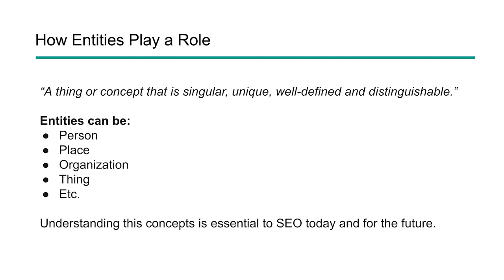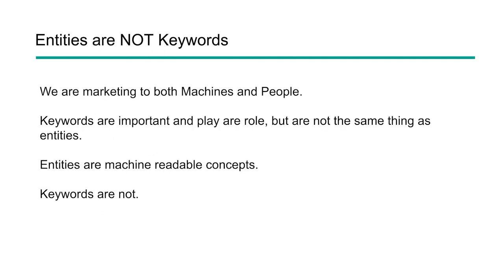Now, we have to understand these concepts because they're essential today in the world of SEO, and they're going to continue to play a role in the future. It's important to know that entities are not the same thing as a keyword. We are marketing to not just people, but also machines today. Keywords still play an important role, but they're not the same thing as an entity. Entities are in and of themselves machine readable. It's something that is designed and created to be machine readable, and it has linked data attached to it, so there is no ambiguity to the meaning of that entity.